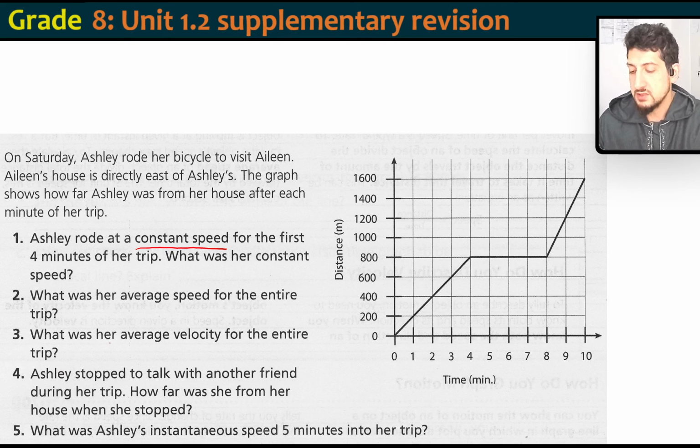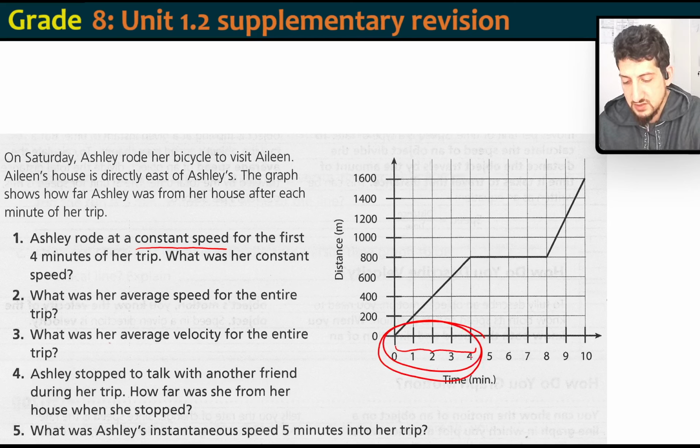Ashley rode at a constant speed for the first 4 minutes of her trip. What was her constant speed? Well, let's have a look. So there it is, the first 4 minutes of the trip. So that's the first thing we need to understand. Where's the 4 minutes of the trip? Here it is. This region here, from there all the way to here is 4 minutes.